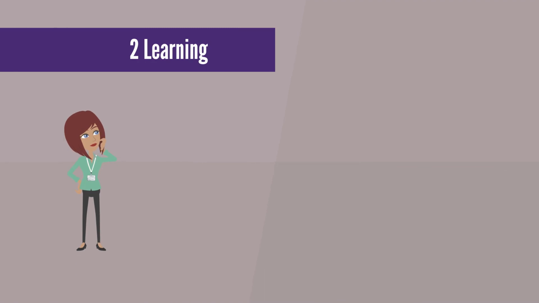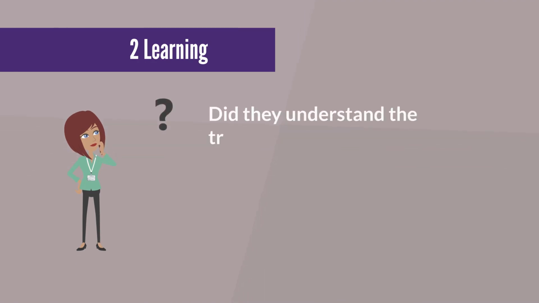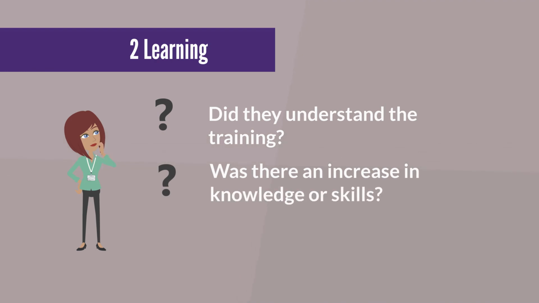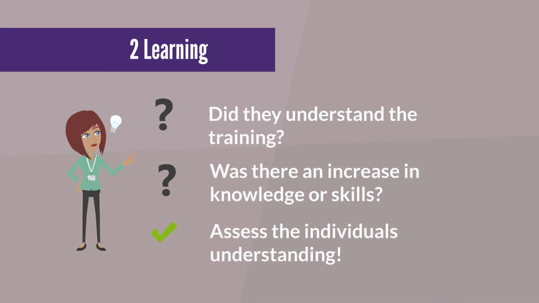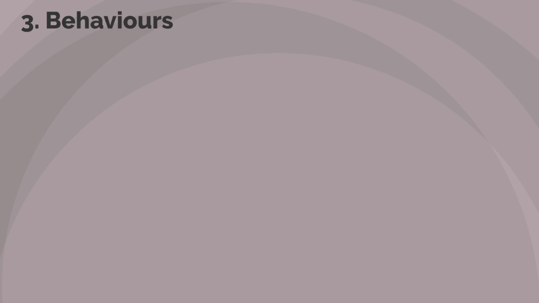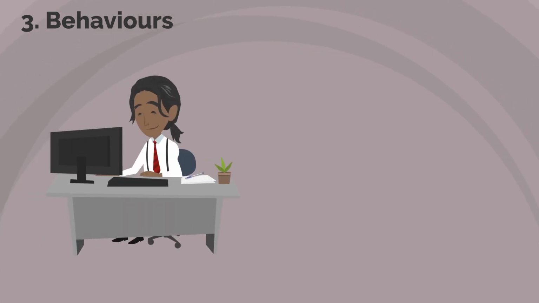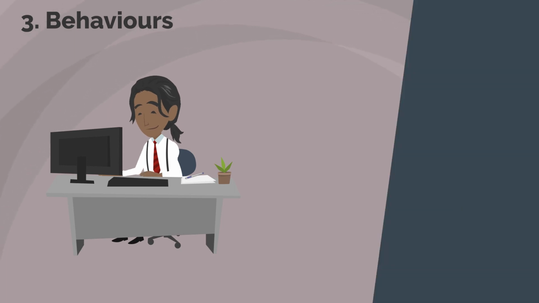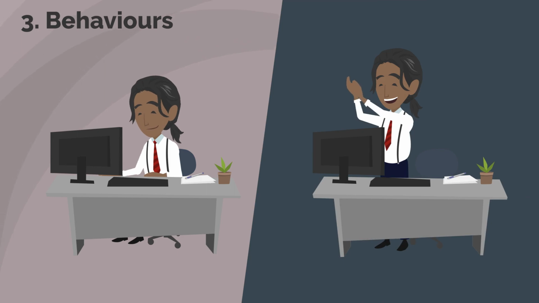Level 2. Learning analysis if they have generally understood the training. For example, increase in knowledge, skills or experience. This can be achieved by assessing the individual's understanding of the training content. Level 3. Behaviour transfer. This reviews if learners are utilising what they have learnt back into the workplace, e.g., is there a change in behaviour? Is a new skill applied back in the workplace?